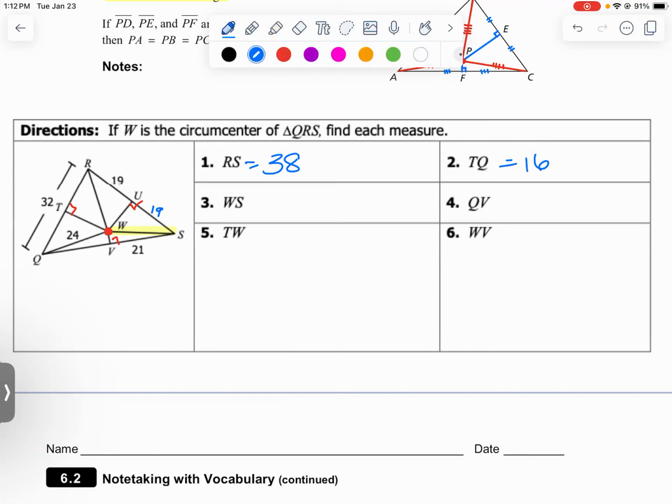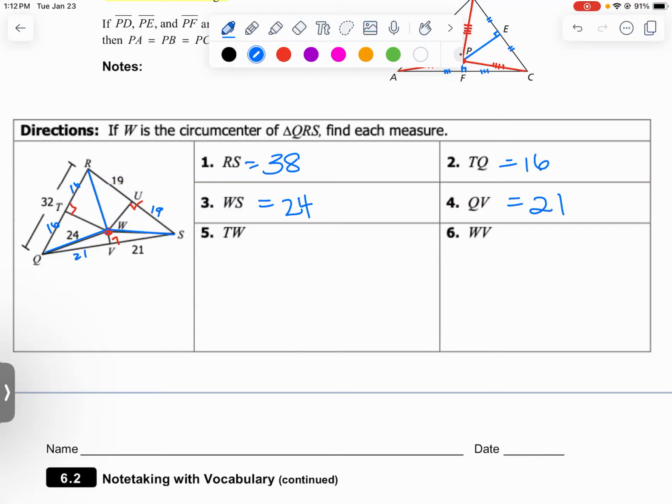Ooh, how'd you get that? Okay, so remember that we are equidistant to all 3 of our vertices. So all of those blue lines are the same, which is 24. Okay. How about QV? This guy right here, how long's that? 21. We're perpendicular bisectors. Okay.